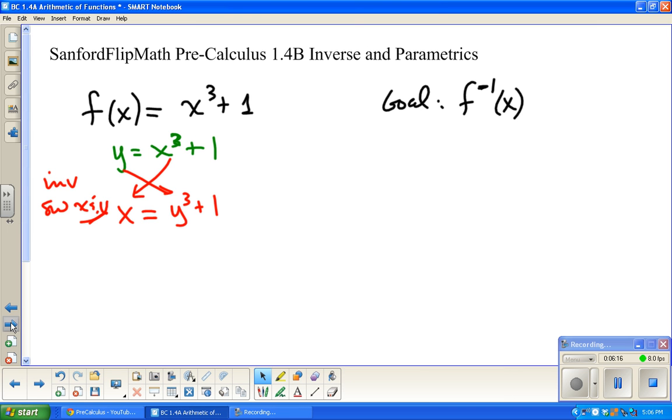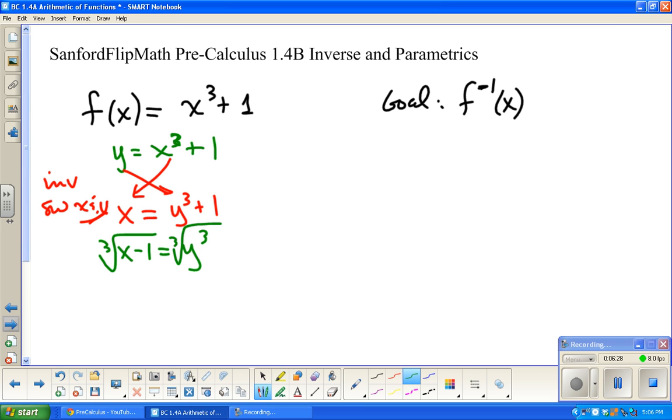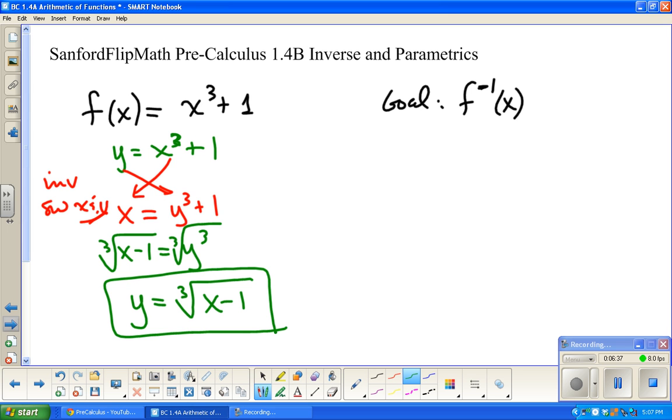Now it's just a matter of solving. I'm going to subtract 1 from both sides. And then I want to undo the cube, so I'm going to do a cube root. Well, that was nice. The cube root of y cubed is y. I'm going to flip this around because I just like this form better. So again, this is f inverse of x, or just straight up f inverse.